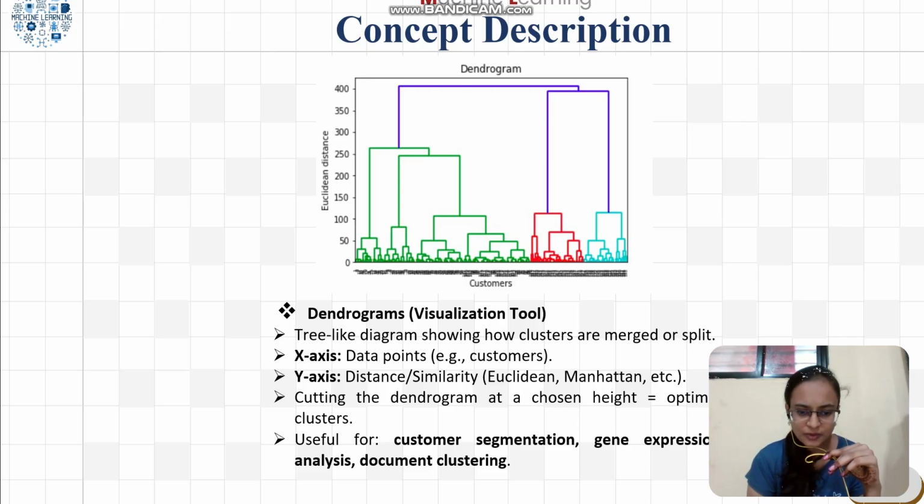The most useful feature of a dendrogram is that we can cut it at a particular height to decide the number of clusters. For example, if we cut the tree at this middle level, we will get three clusters shown in three different colors.